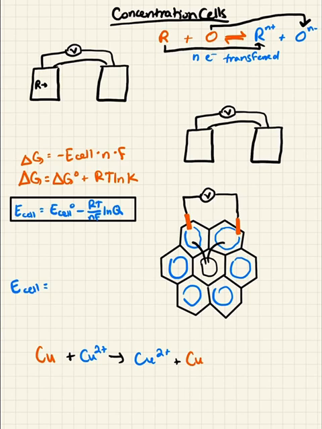So we have R becoming R^n+, and so I'm going to draw that in my left half of my cell, and O becoming O^n- on my right half of my cell. If we think about what is actually going on here, the reducing agent is the one losing electrons and the oxidizing agent is the one gaining electrons. So the overall flow of electrons would be from left to right in this cell setup.